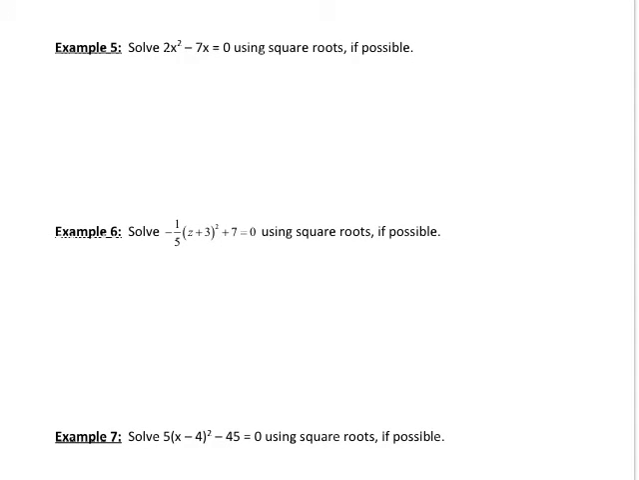So for example 5, let's take a look at it. 2x squared minus 7x equals 0. Well, right now, all I can see is that I have an x. I can say 2x minus 7, but I'm not going to be able to use anything in terms of square roots because nothing here is a perfect square. There's no way for me to take the square root of anything here. So this one actually, notice how it says if possible, this is not possible.